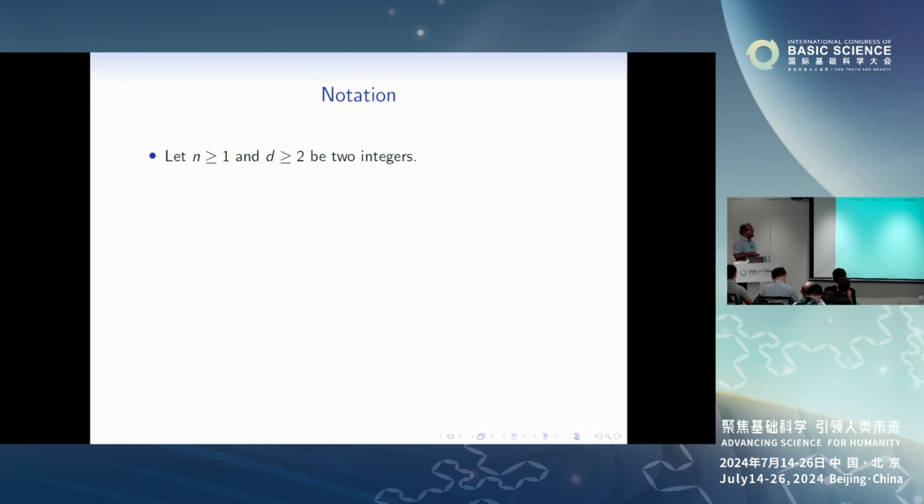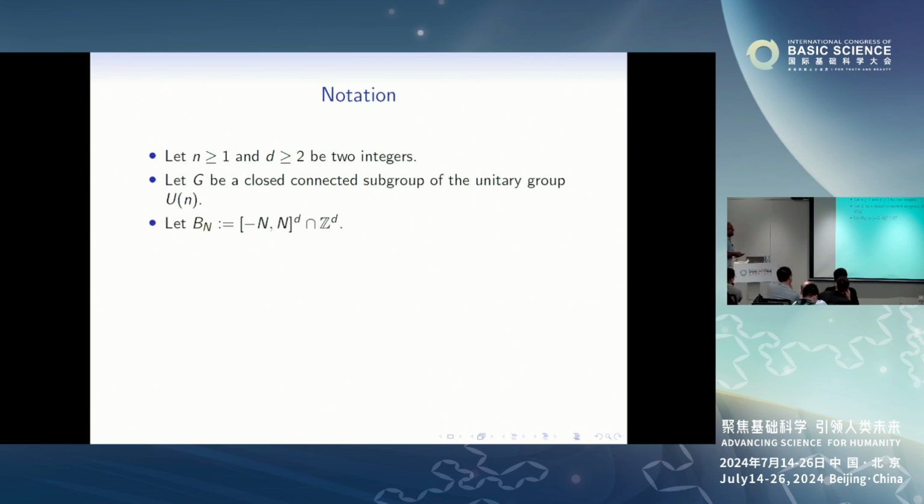Okay, so let me define what lattice gauge theories are. Let N and d be two integers, and let G be a closed connected subgroup of the unitary group U(N), and let B_N be a discrete box, [-N, N]^d intersected with Z^d. And let E_N be the set of positively oriented nearest neighbor edges of B_N. So you have nearest neighbor edges, but positively oriented. These are directed edges going from the vertex that's lexicographically smaller to the one that's larger.